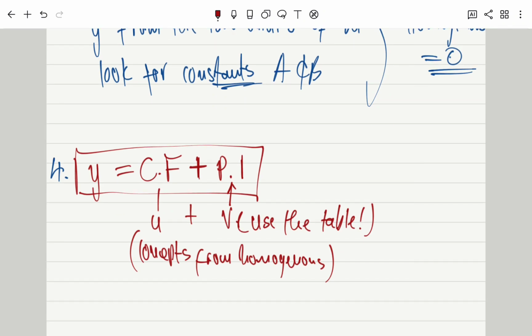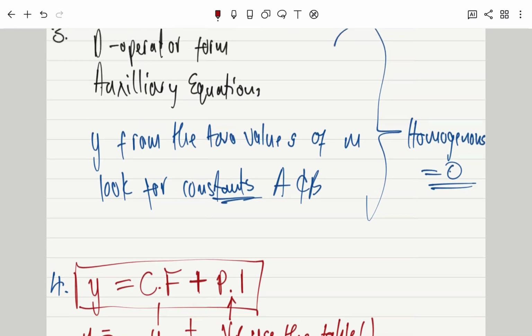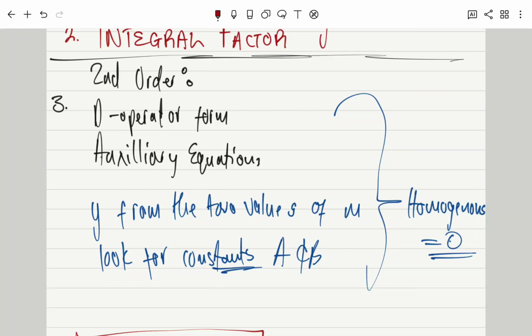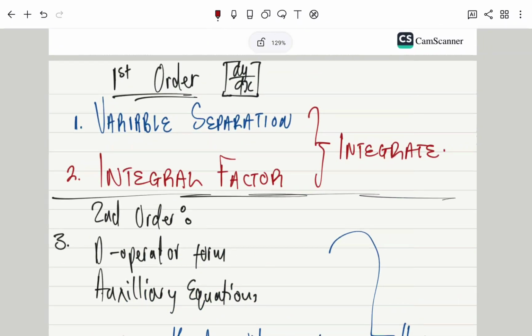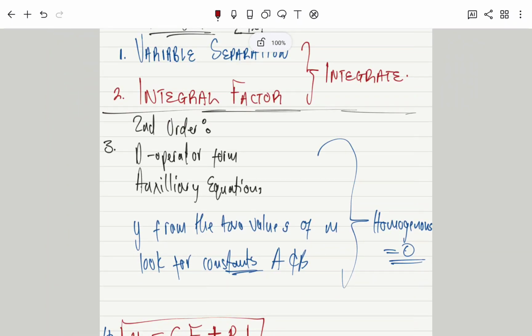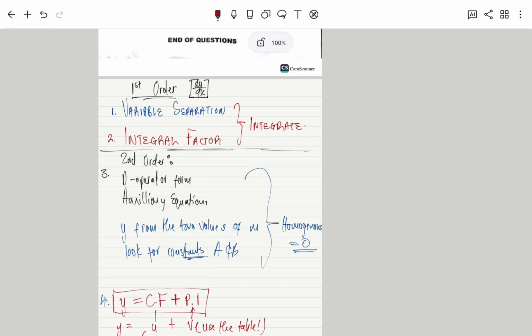Once you find your v and your u, you can add them together, and that is going to be your y. Remember, your y is equal to u plus v, which is u complementary function. How do I find complementary function? Things from homogeneous. That's how we're going to get u. Then v, we are going to get it from the table, and we'll still use some similar traits. Do you hear me? Then this is going to be the whole test and some definitions. This is going to be your test, and you are done.